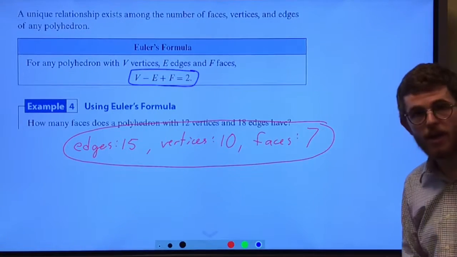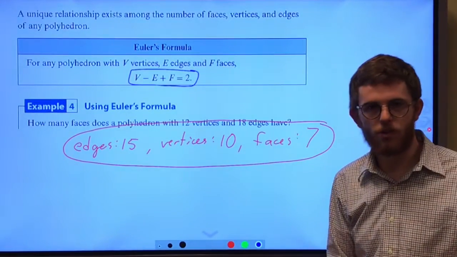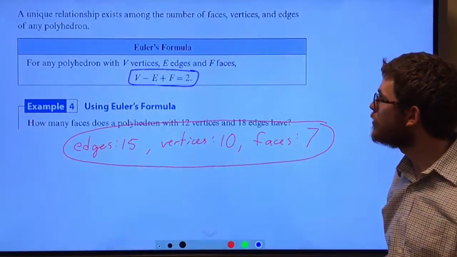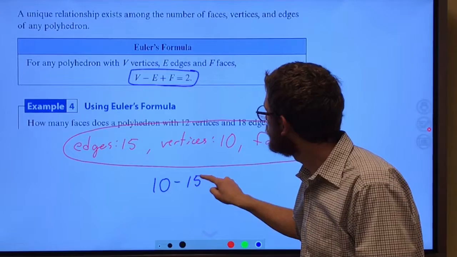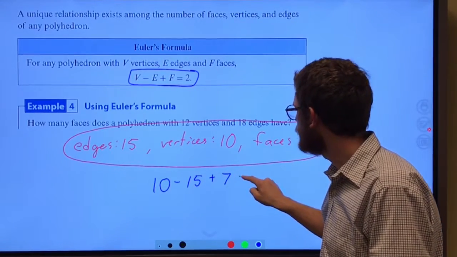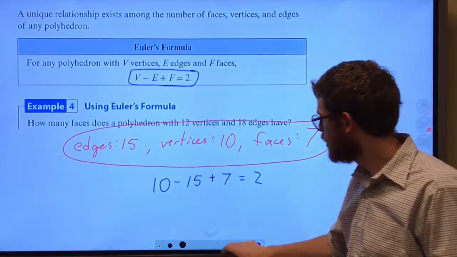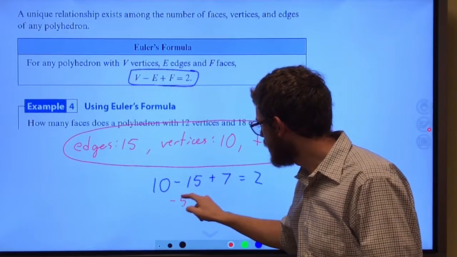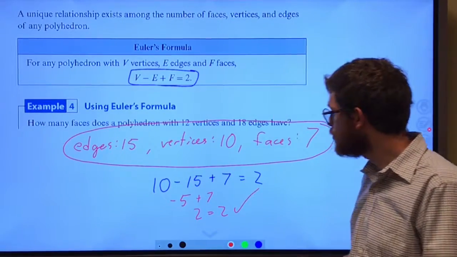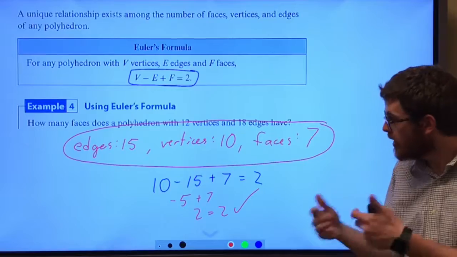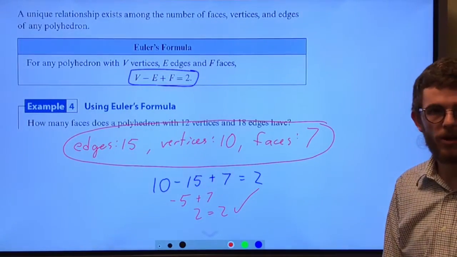Let's check it with what we counted in that polyhedron. If you're thinking, well, I'm not sure if I counted all these correctly, well, we can check it with Euler's formula. The amount of vertices minus the number of edges plus the number of faces should give us 2. If it doesn't, then we did something wrong. 10 minus 15 is a negative 5, plus 7 is 2. And since 2 equals 2, that checks out. I think we counted these right. If it didn't work out, then it would not be a valid polyhedron.